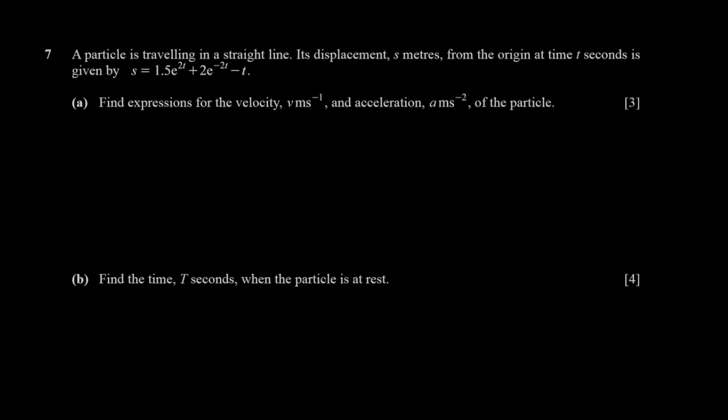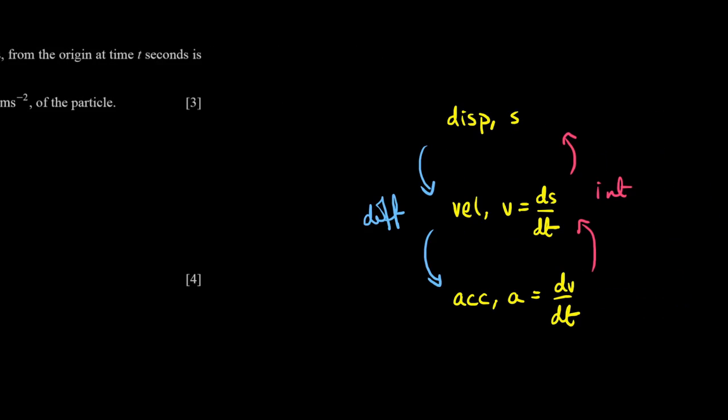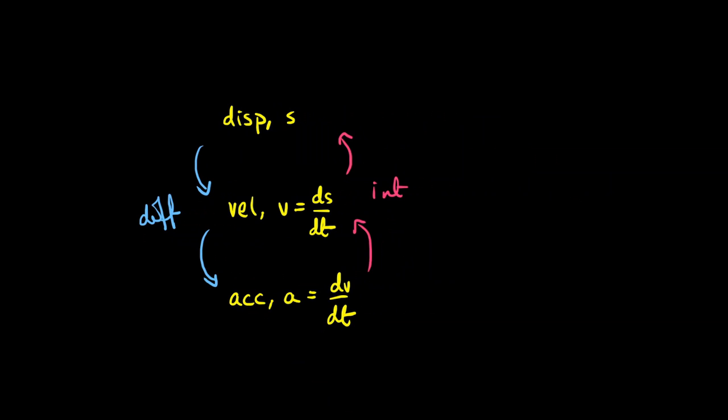Okay, here we are in question 7, which is a kinematics question. Before we get into this, I'm just going to recap the basics of kinematics, which is given by this diagram. So in kinematics, we've got three basic things. We've got displacement, velocity, and acceleration. And the thing to remember is that they go in that order, right?